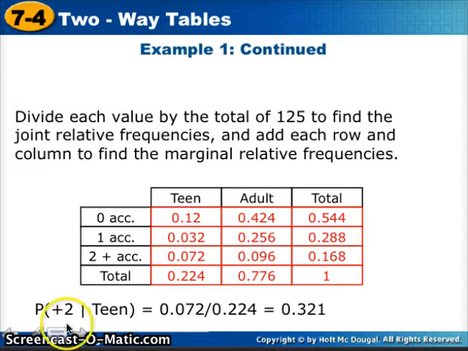What is the probability of having 2 or more accidents given teen? Well, we add up the column for teens, and we already have that to be 0.224. And then how many teens have had 2 or more accidents? That's 0.072. Dividing those will give us our conditional probability of about 32%.